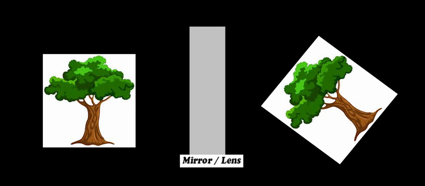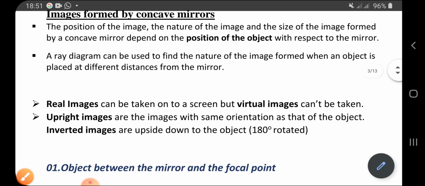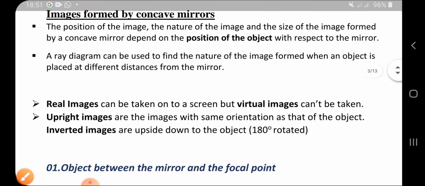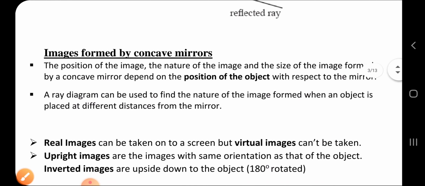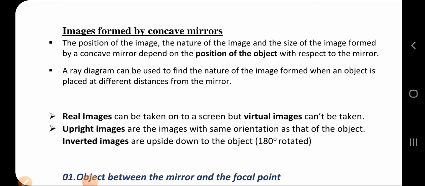But if it forms the image with the same orientation as that of the object, we call it an upright image, right? So if the image is upside down, we call it an inverted image, and if the image has the same orientation as that of the object, we call that an upright image. As we have learned the technical terms, let's move on to ray diagrams, right? You should be able to draw these ray diagrams along.